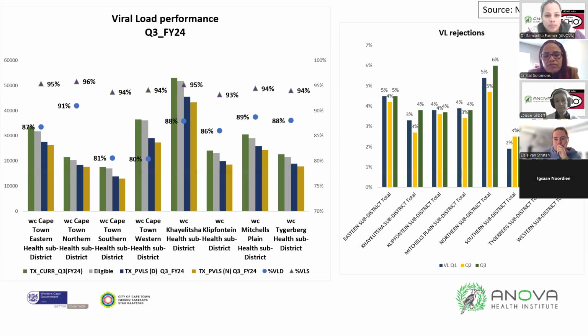3% threshold. So that is something that we need to investigate, to find out if our viral load coverage is low due to viral load rejection.